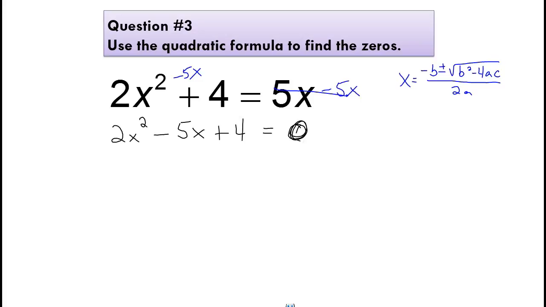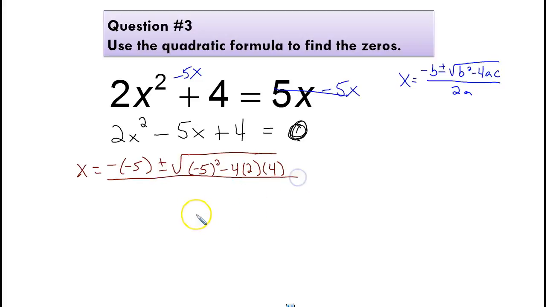Now we're going to use the formula, which is over here. We've got x is going to be equal to negative b, which is the opposite of negative 5, plus or minus the square root of b squared, which is negative 5 squared, minus 4 times a times c, plugging in those numbers and not the letters, all over 2 times a. In this case, that a is going to be a 2.